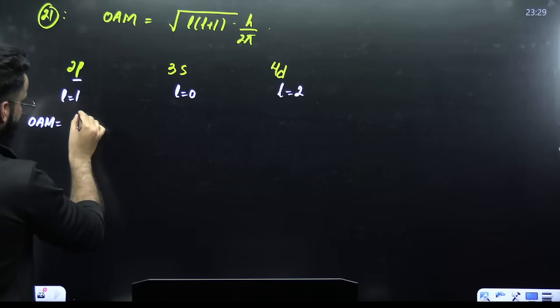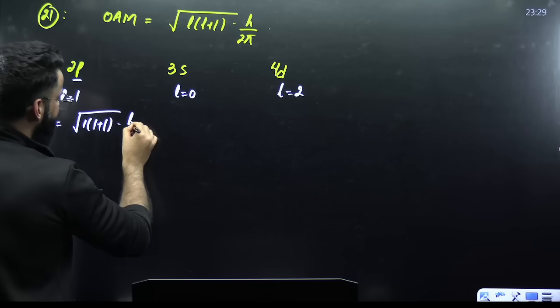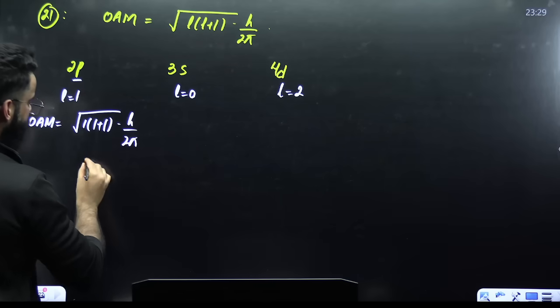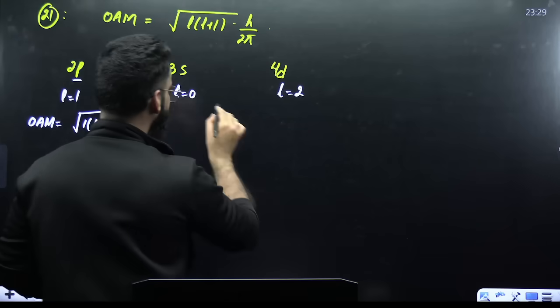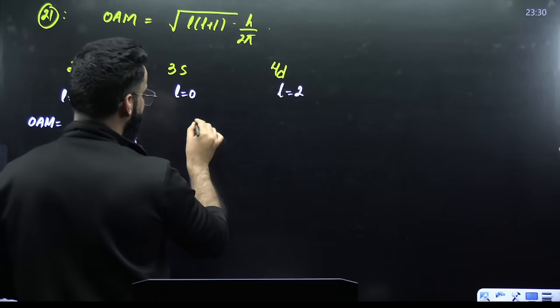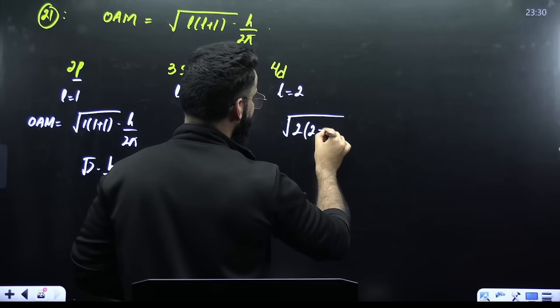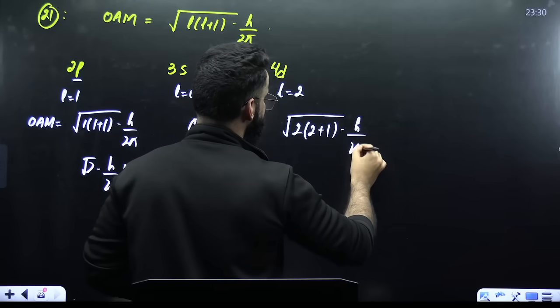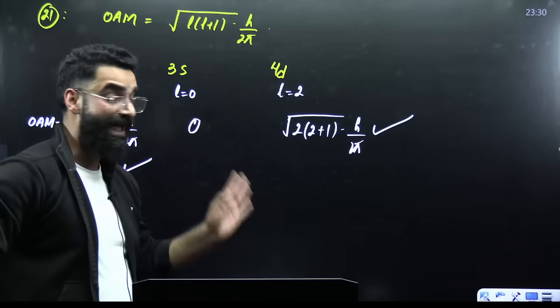Orbital angular momentum is equal to under root of L into L plus 1. So 1 into 1 plus 1 multiplied by h upon 2 pi. 1 plus 1 is 2. So this will be root of 2 h upon 2 pi. This is the answer of this question. L is equal to 0. If L is 0, orbital angular momentum is 0. L is equal to 2. So this will be under root of L into L plus 1 h upon 2 pi. So this is one more question which is frequently asked in your NEET examination. So you need to have an eye on this one as well.